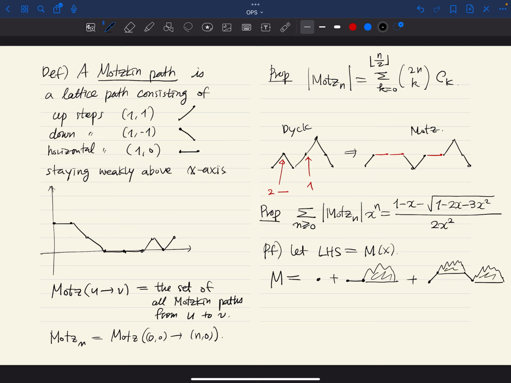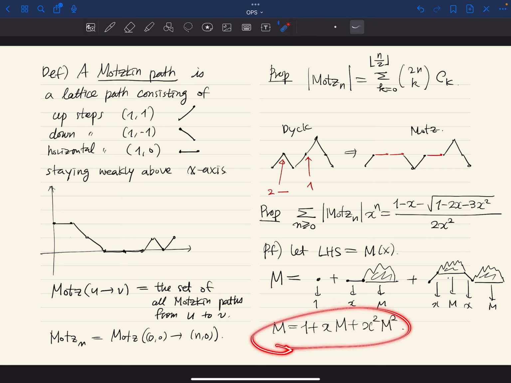So this part is 1, this is x, this is m, this is x, this is m, this is x, this is m. So m equals 1 plus xm plus x squared m squared. If you solve this equation for m, you will get this. Of course, it's a plus or minus, so you have to choose the sign carefully, then you will get this minus sign there. So that's the generating function for the Motzkin path.